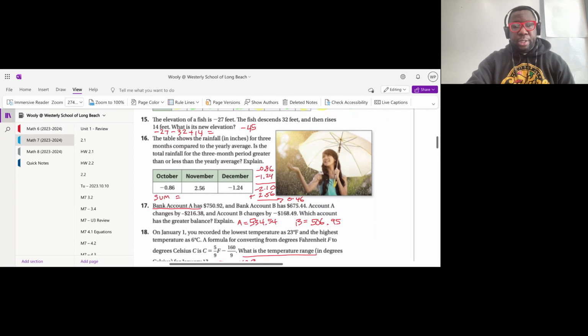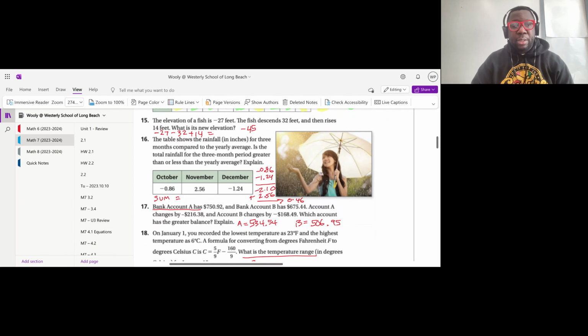In question 15, the key word here that may give some of you a slip up is the word descend. Descend just means to go down, to decrease. So our fish is starting at an elevation of -27 feet, which means it's below the water, which makes sense. It's a fish. Minus 27 feet. It descends 32 feet, and then it rises an additional 14 feet. So -27 minus 32 plus 14 gives us -45.